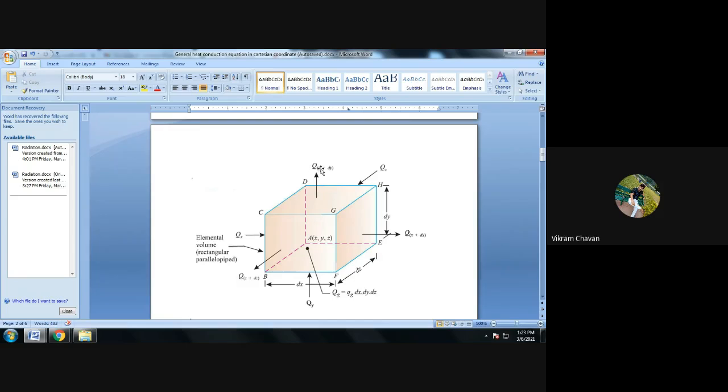Okay, so the heat leaving through the y direction will be considered as Q suffix y plus dy. Okay, getting everyone? So this is the general explanation of this diagram. Please draw it neat and clean and show all the parameters in the diagram.